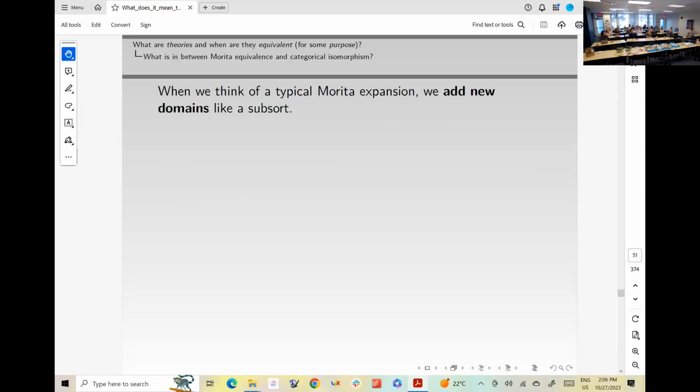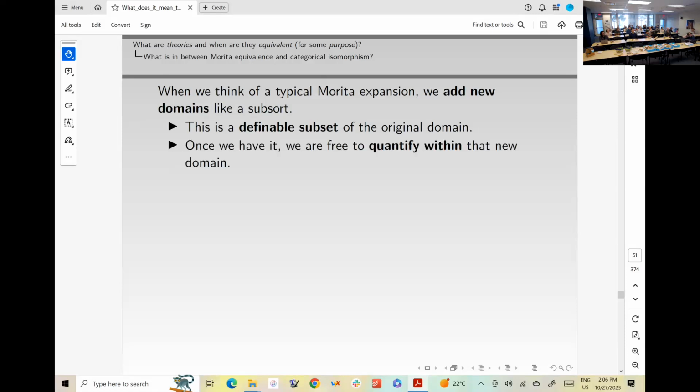With a typical Morita expansion, we add a new domain like a subsort. This is essentially the definable subset of the original domain, assuming you started in a single-sorted language. Once we have that, we are free to quantify within that new domain. So that's nice. We've got this new domain. Like the example with the natural numbers, now I can start talking about things inside the natural numbers. That's nice.